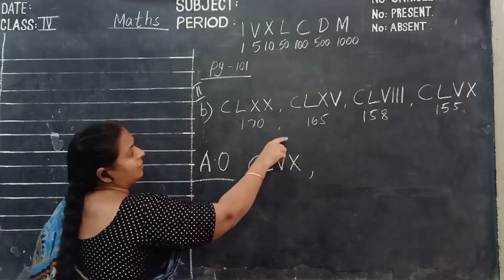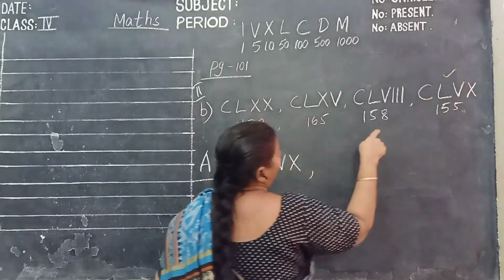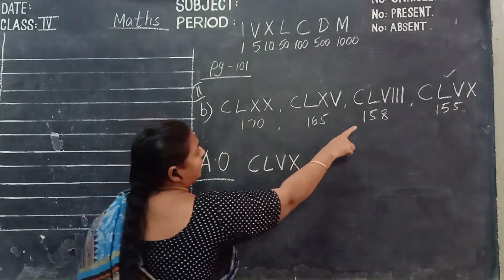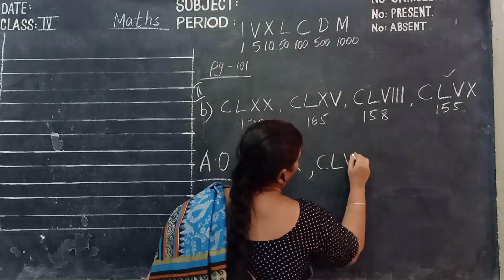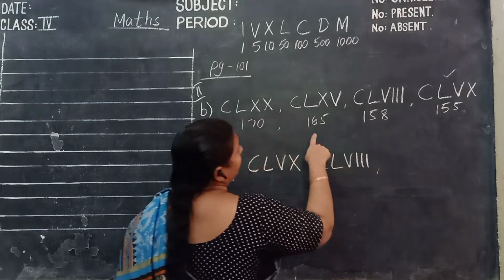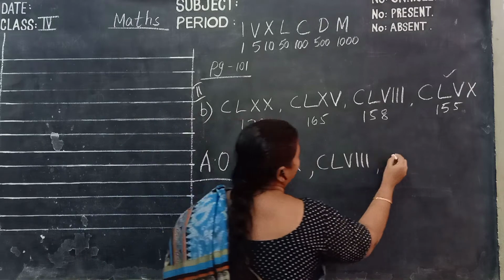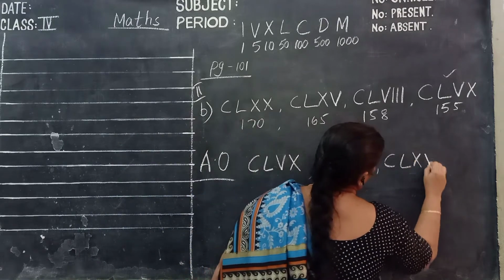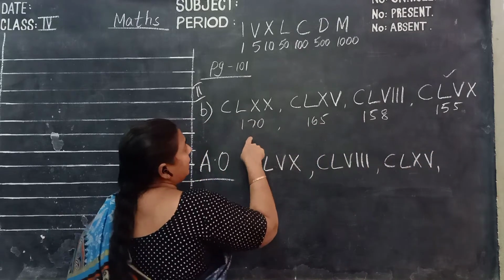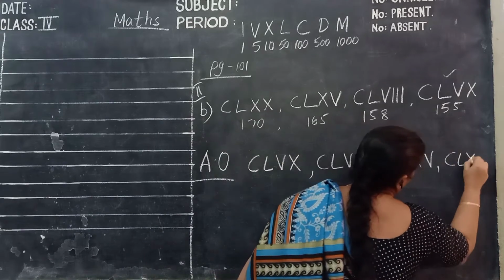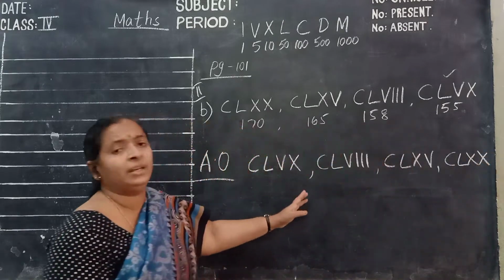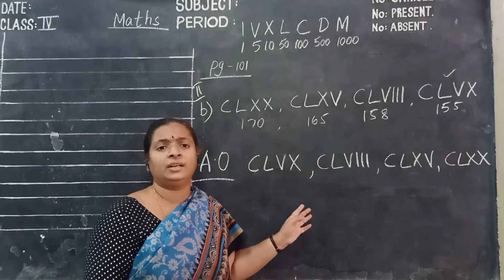See, then the next one. This one we have completed. Then the next one, which is 158, CLVIII. Then the next one, 165, CLXV. Then the next one, CLXX. Now we have arranged them in Roman numerals. You do this, children, in your notes.